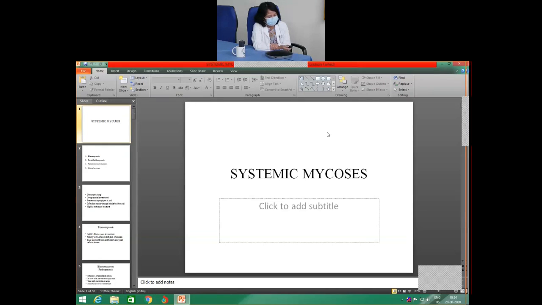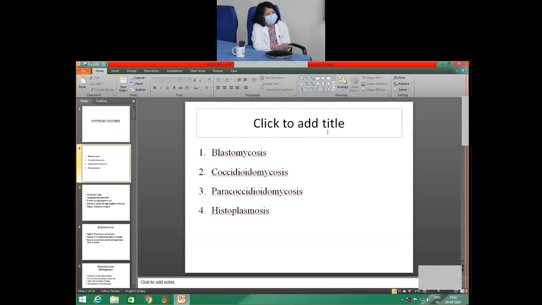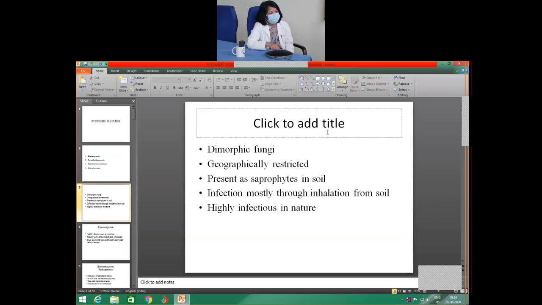What you have to remember is that these 4 fungal infections, caused by blastomyces, coccidioidomyces, paracoccidioidomyces, and histoplasma, are caused by dimorphic fungi. This is also very important. They are caused by dimorphic fungi and are geographically restricted.